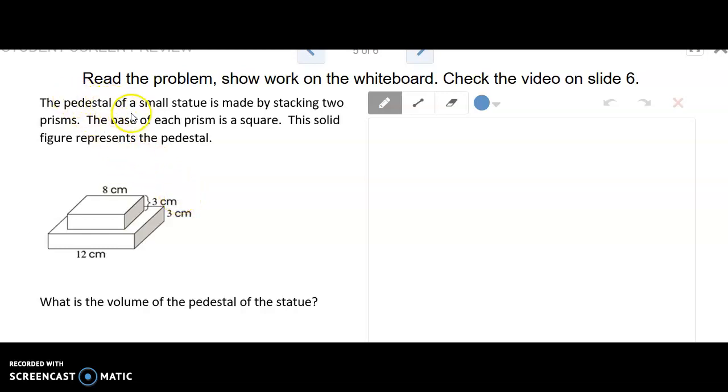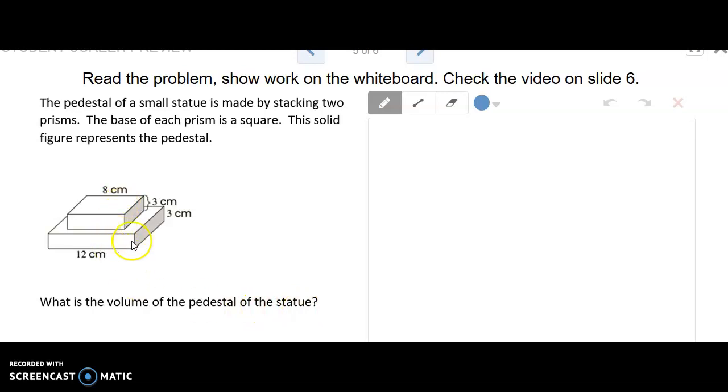It says the pedestal of a small statue is made by stacking 2 prisms. There's 2 of them right there. The base of each prism is a square. This solid figure represents the pedestal. What is the volume of the pedestal of the statue?